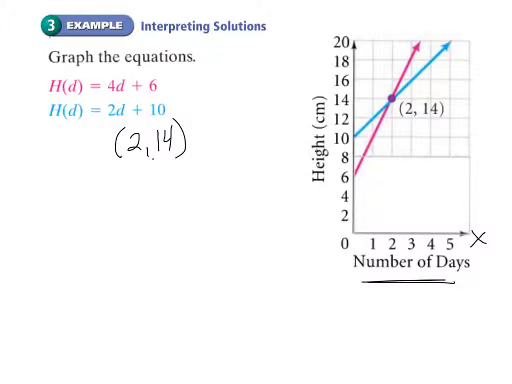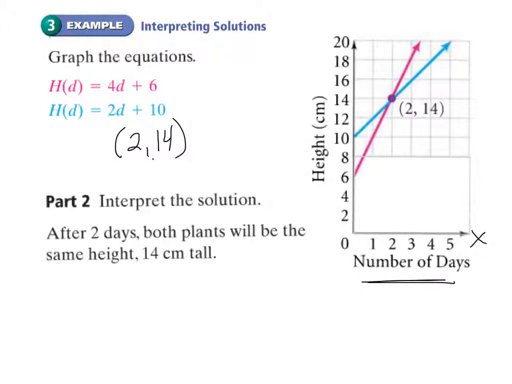What you're going to have to say is this. After 2 days, both plants will be the same height of 14 centimeters tall. Plant B actually starts off taller but grows at a slower rate. Plant A grows at a faster rate. The point of intersection represents when they're going to have the same height of 14 centimeters.